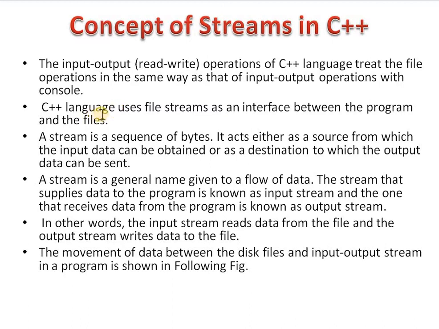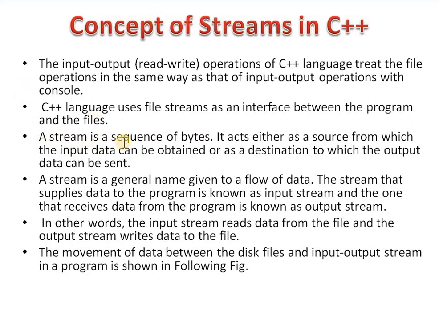C++ uses file streams as an interface between a program and the file. In C++, there is one library, the fstream library, which provides the interface between a C++ program and files. That class implements a number of methods for performing operations with the file.